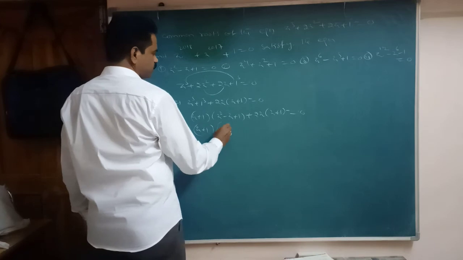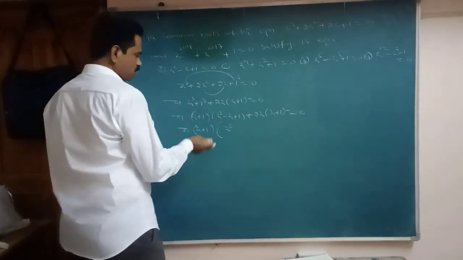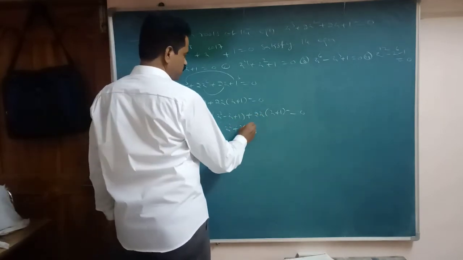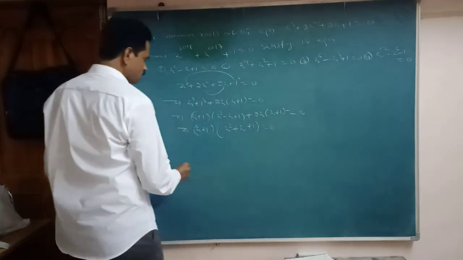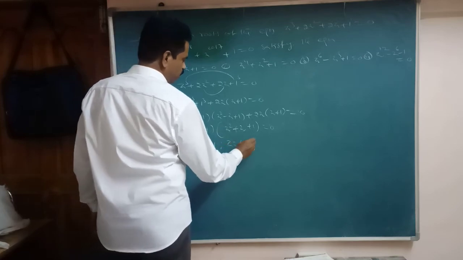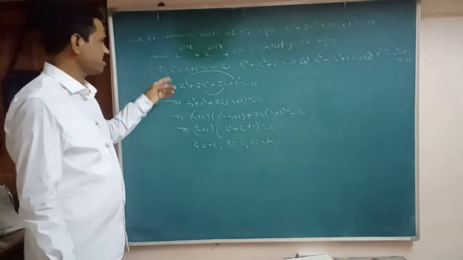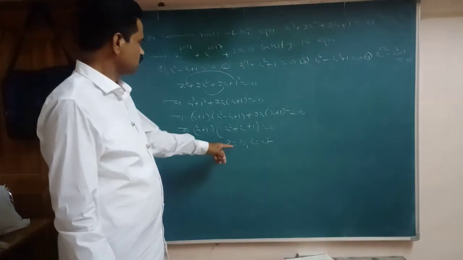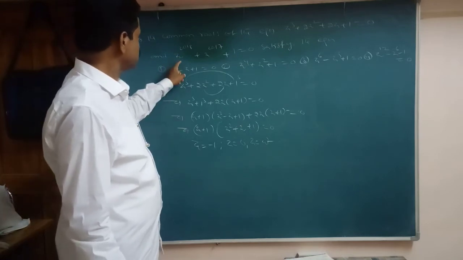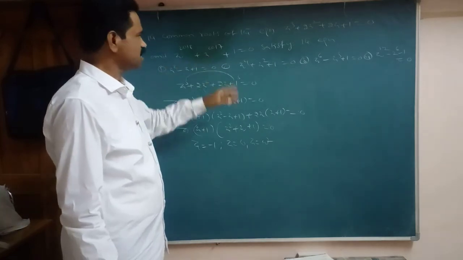Z plus 1 common in this one. Z plus 1 into z square minus z, and 2z minus z is plus z, next plus 1 equal to 0. So what are the roots here? Z equal to minus 1. These roots are, we know that z equal to omega, z equal to omega square. Z equal to minus 1. Substitute in this one. Minus 1 substitute here, this one is not satisfying.